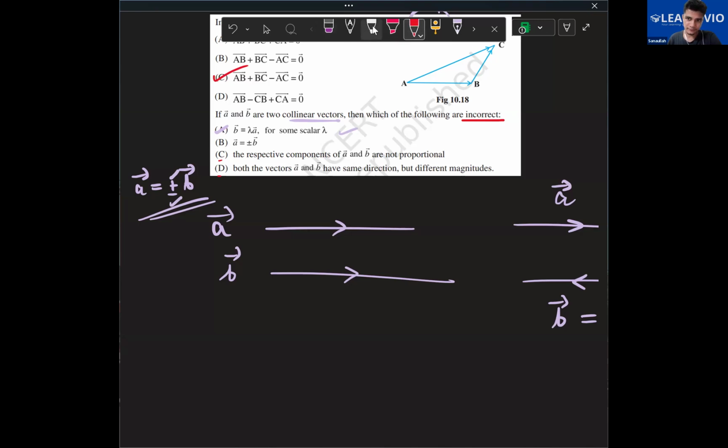समझ आया? Yes, sir. This option is already correct. This is also correct. Now move to the third part. The respective components of A and B are not proportional. What do you mean by this? What do you mean by these are not proportional?